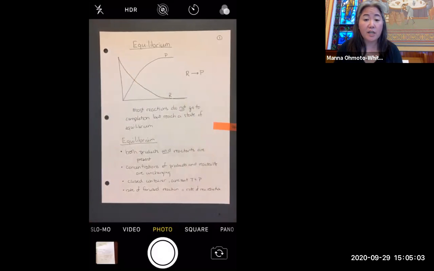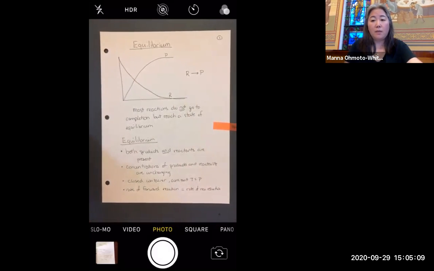Most reactions actually do not go to completion. They reach what we call a state of equilibrium. And that equilibrium is a situation in which both reactants and products are present, but the concentration of those reactants and products do not change over time. So it has to happen in a closed container. It has to happen at a constant temperature and pressure.